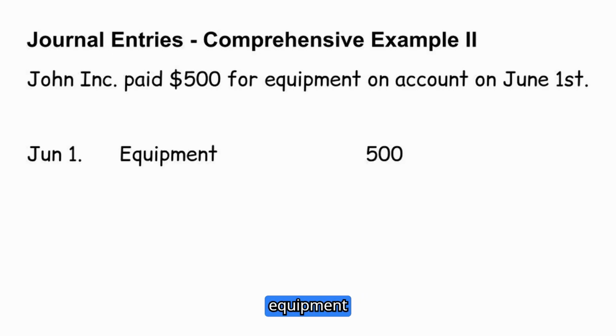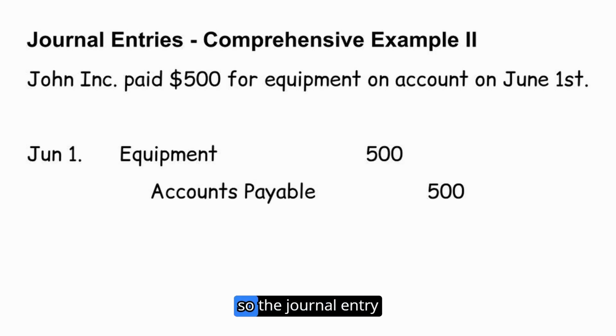Now to receive this equipment, we know we paid on account, which means we haven't paid cash yet, but we now owe money to the people we bought the supplies or equipment from, which sounds like a liability account called accounts payable. And as we know, when a liability increases, it has a credit balance. So the journal entry should look something like this.